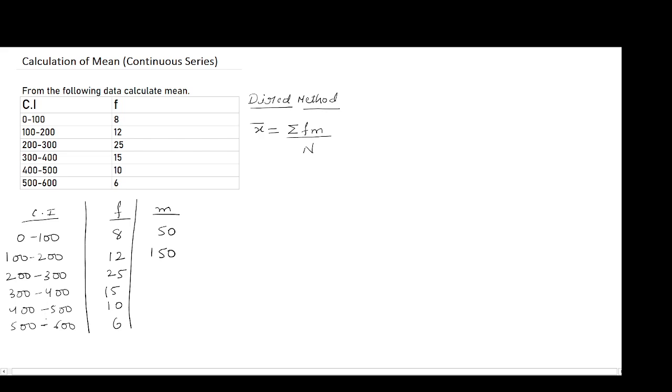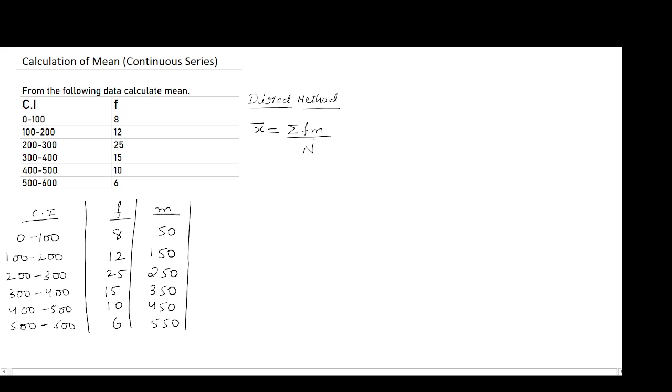Now you can observe the width of the class interval in all the classes is same. How to find out the width? Upper limit minus lower limit. 100 minus 0 is 100. 200 minus 100 is 100. 300 minus 200 is 100. Everywhere the width is same. So what you can do, you can keep increasing the midpoint. First we got 50, second is 150, 150 plus 100 is 250, 250 plus 100 is 350, 350 plus 100 is 450, 450 plus 100 is 550. So this is how midpoint can be calculated. This 100 can be added only if the width of the class interval is same in every class interval.